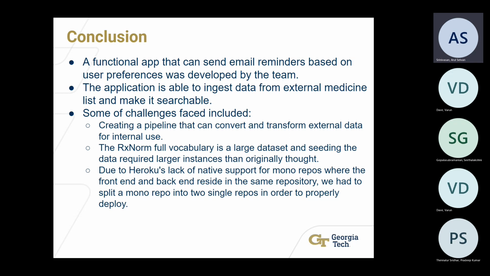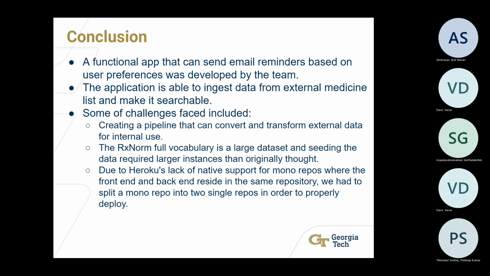First, creating a pipeline that can convert and transform the external data for the internal use. Next, the RxNorm full vocabulary was a huge data set. And seeding the data required larger instances than we originally thought. Finally, when we deployed the app, we found Heroku's lack of native support for monorepos, where the front end and back end reside in the same repository. So we had to split the monorepo into separate front end and back end repos in order to deploy properly.